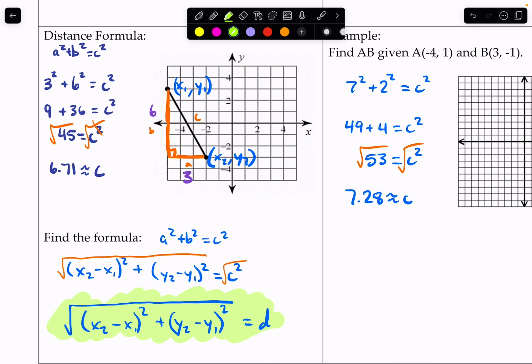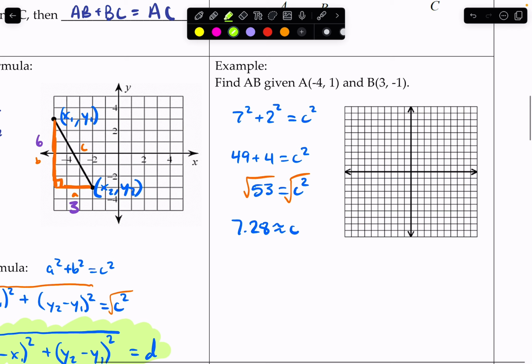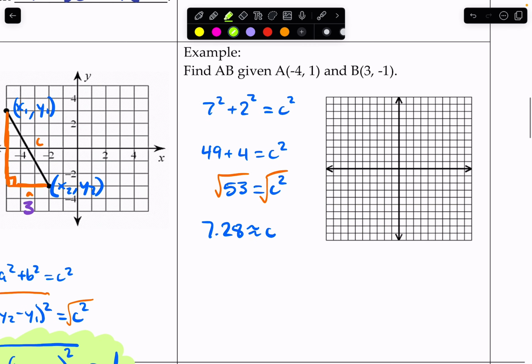All right, let's take a look at an example problem here. I've already solved this one, but let me show you how I got these answers. So -4, 1, put a dot there, 3, -1. Remember, you go left and right first and then up and down whenever you're plotting these points.